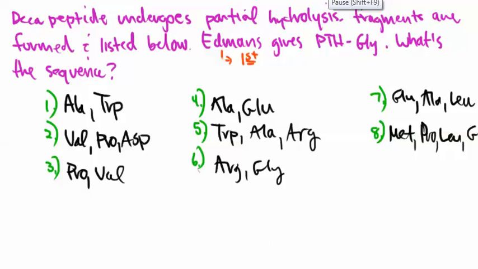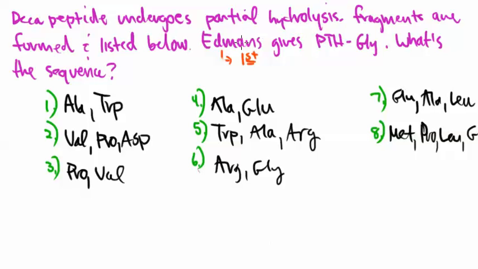So this is example number 2 on determining the primary protein sequence through partial hydrolysis. So let's look at this one. It's very similar to the previous video, just some different fragments and some different information that's presented. So in this one, a decapeptide undergoes partial hydrolysis.